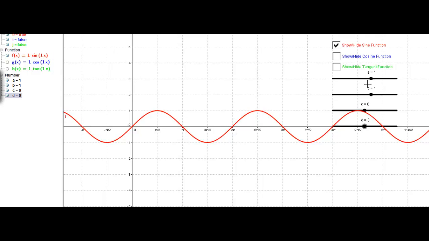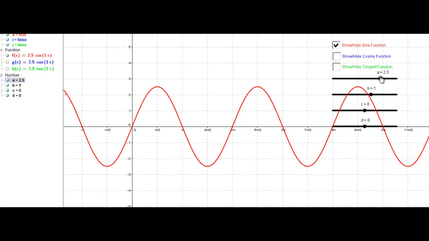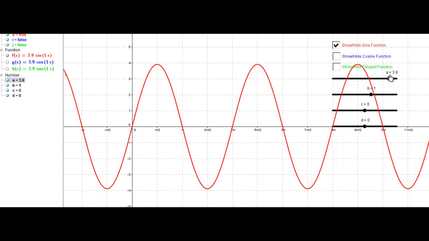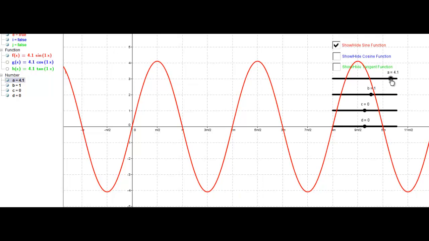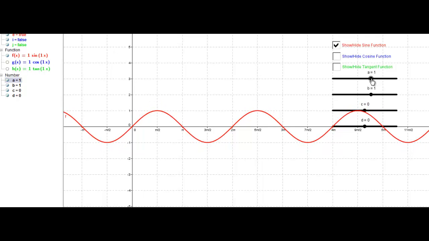Now I'm going to start moving these values here. Notice a, which is the coefficient here for my sine. If I increase a to more than 1, watch what happens. It starts stretching vertically. You see that? That's what happens when a is larger than 1. You get a vertical stretch. So if a is 4, notice that my maximum value will be 4, and my minimum value will be negative 4. Okay?